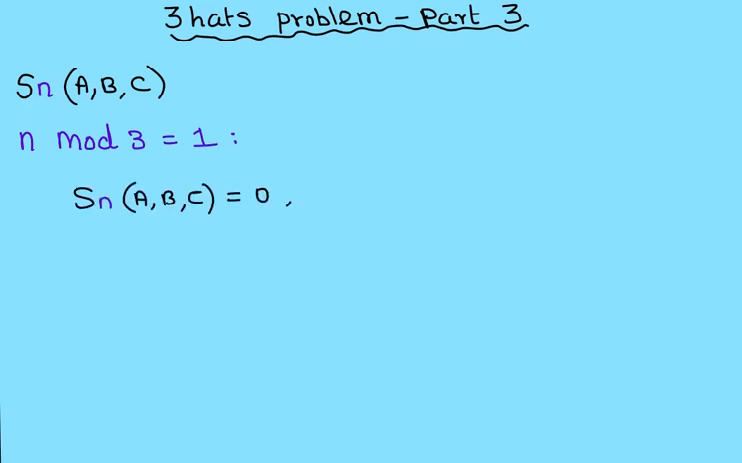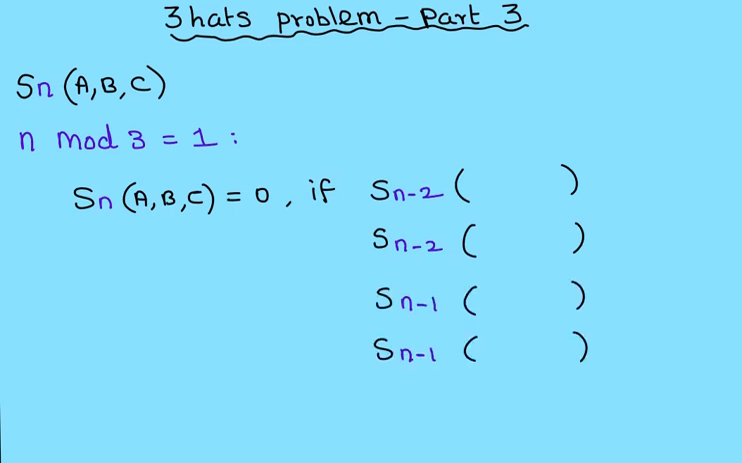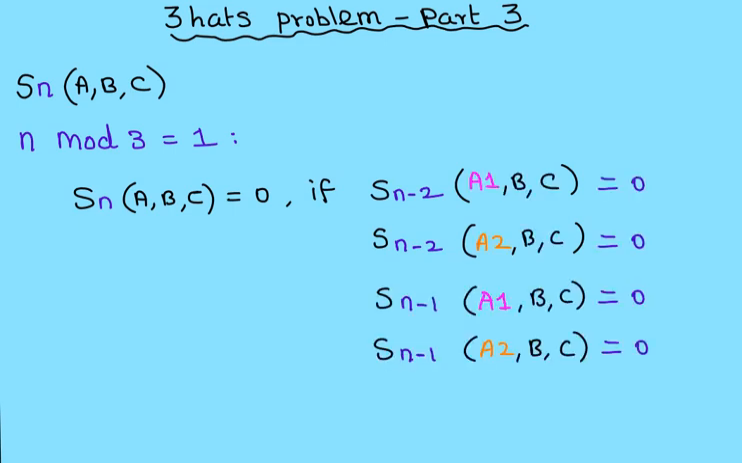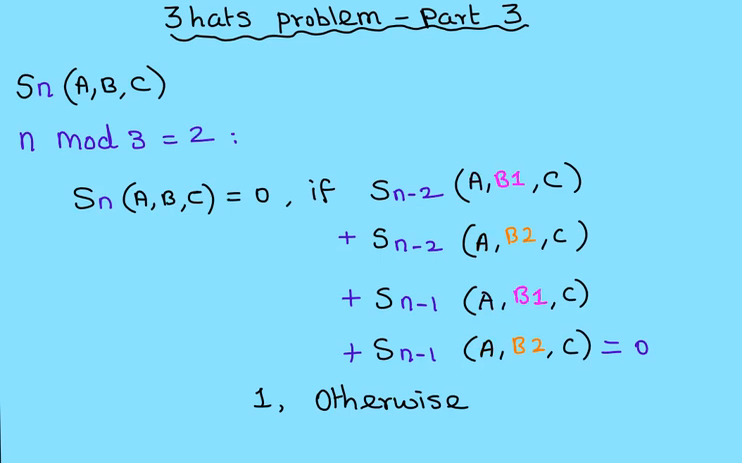statement n, Sn of ABC is equal to 0 if the previous two statements, statement n minus 2 as well as statement n minus 1, remain 0 for both the values a1 and a2. We can combine this into a single equation and it is 1 otherwise. Similarly, if n mod 3 is equal to 2, it is Brinda's turn and we get this. And if n mod 3 is equal to 0, it is Cain's turn and we get this.